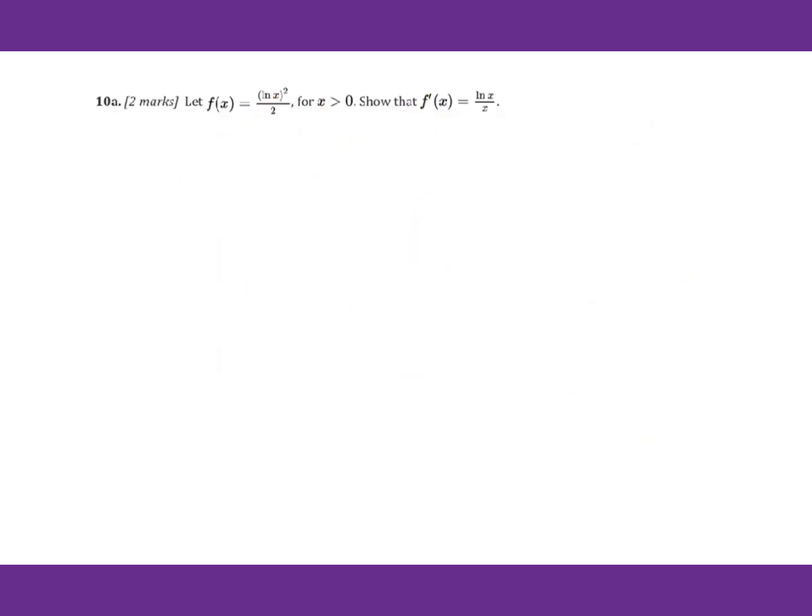Now let's go to 10a. Let f of x equal this. Show that f prime of x equals the natural log of x over x. So f prime of x equals 1/2 times the natural log of x, squared. We take the derivative.